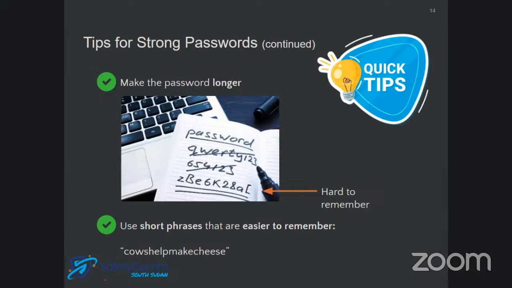Or you can say, I love South Sudan, with the percentage of your choice. If it's 20%, then that's not bad. But you're making a password that you will not forget easily.